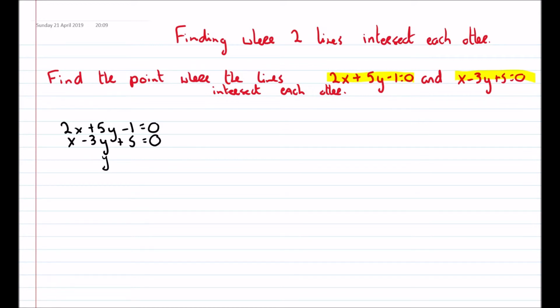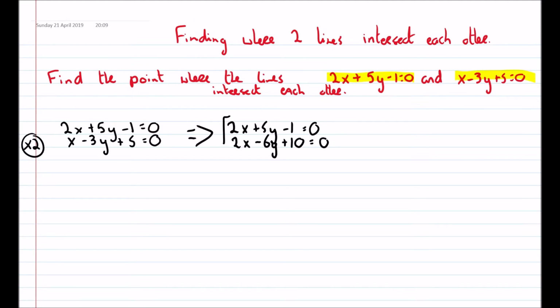But with this method, we'll always look for the easiest option. The easiest thing may be to multiply the bottom line by 2 first. Why? Because I have a 2x on top. So let's multiply the bottom by 2. The top line stays the same. The bottom line is all getting multiplied by 2. So we have 2x - 6y + 10 = 0. 0 times 2 is still 0.